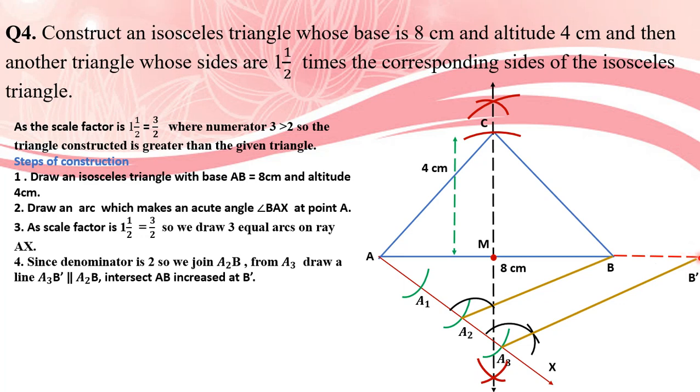So the same process: whatever the measurement of this angle at point B, the same measurement of angle we have to draw at point B dash, and we draw a line from B dash which is parallel to BC. So take the compass, open the compass, and with a convenient radius draw an arc with B as the center. With the same opening, place the pointer at B dash and draw the arc.